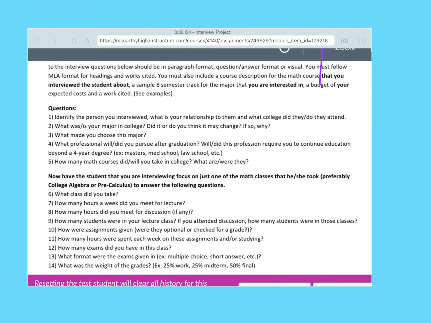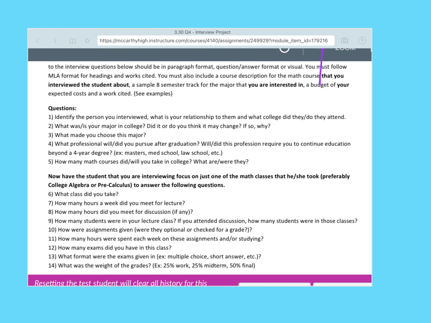Will or did this profession require you to continue education beyond a 4-year degree, for example, a master's, med school, law school, etc.? How many math courses did you or will you take in total, and what are or were they? So you're just going to list them there. If they took pre-calc, calc, and stats, you're going to list pre-calc, calc, and stats. If they are an engineering major, obviously you're going to have a much different list.